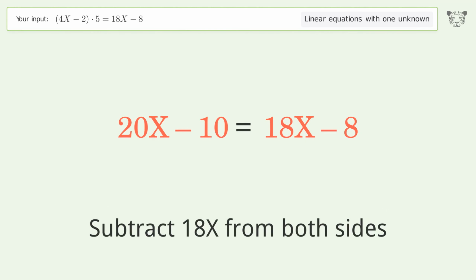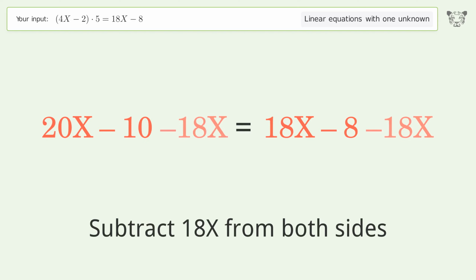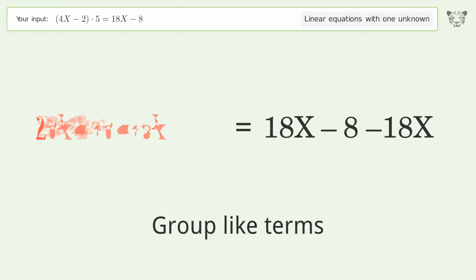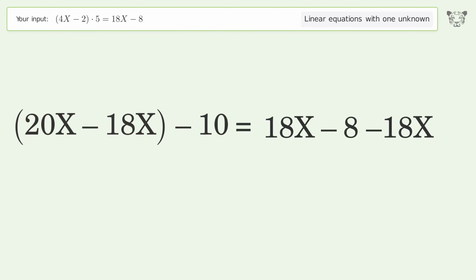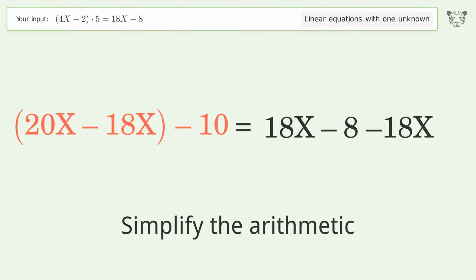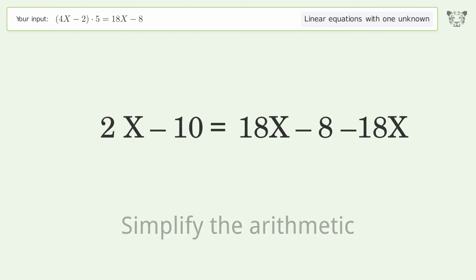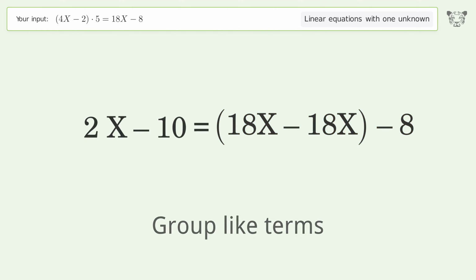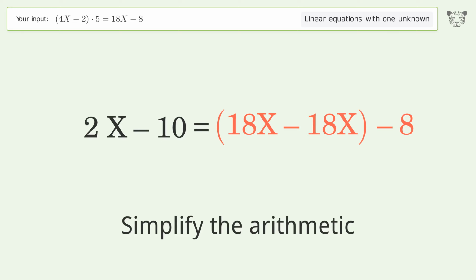Subtract 18x from both sides. Group like terms. Simplify the arithmetic. Group like terms. Simplify the arithmetic.